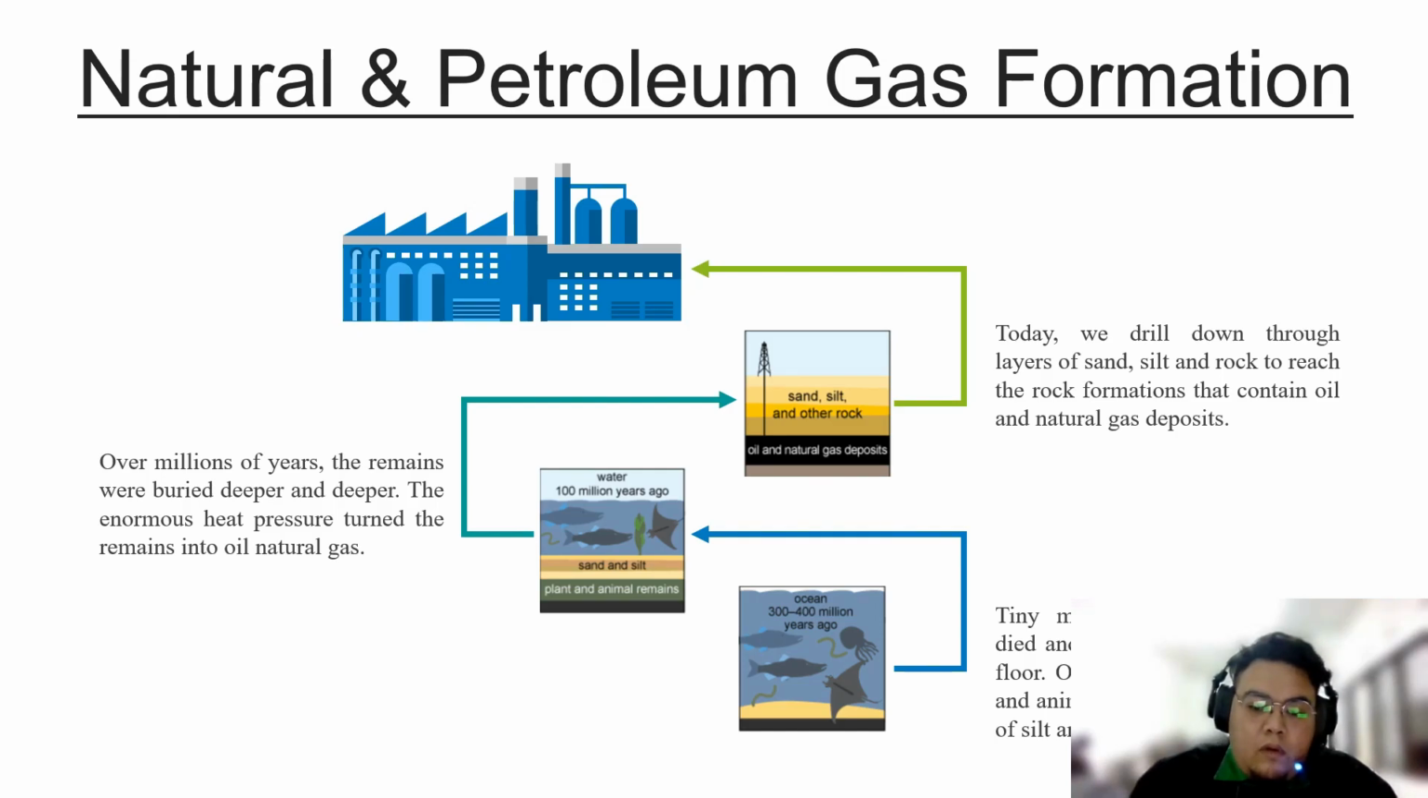So next we go to the next picture. Over millions of years, the remains were buried deeper and deeper. The enormous heat and pressure turned the remains into oil and natural gas. And next we see that today we drill down through layers of sand, silt and rock to reach the rock formation that contains oil and natural gas deposits. And then we go for the processing.